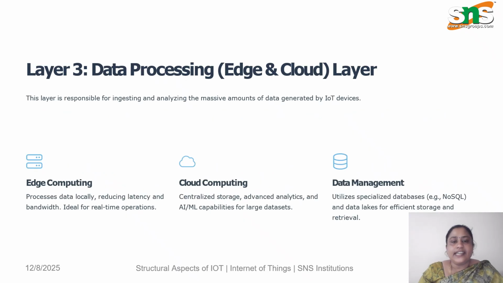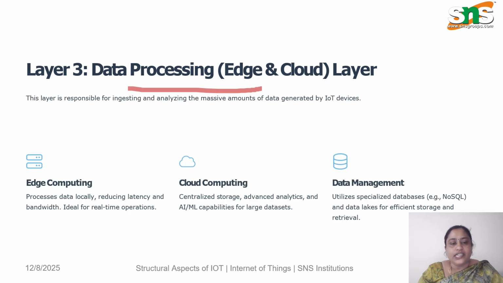Next, the third layer of the IoT system is the data processing layer. It mainly includes the edge and cloud layers too. This is the layer where the actual intelligence comes into play. IoT devices, we all know, generate a massive amount of data. This layer takes care of analyzing and interpreting that information.